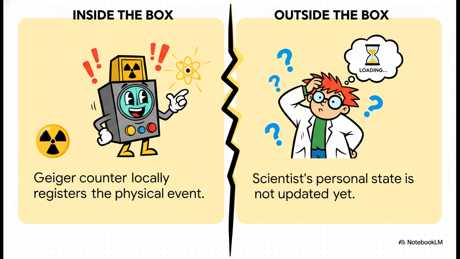Meanwhile, outside the box, the scientist simply hasn't opened the lid to update their own data yet. Their personal K-state is null. The scientist outside simply hasn't synced their data. We absolutely must stop confusing the external scientist's lack of information with the physical reality inside the box.